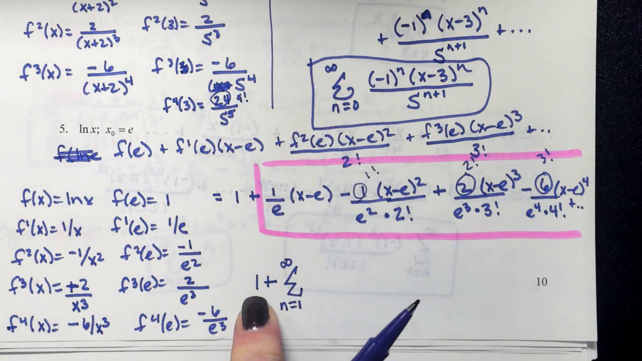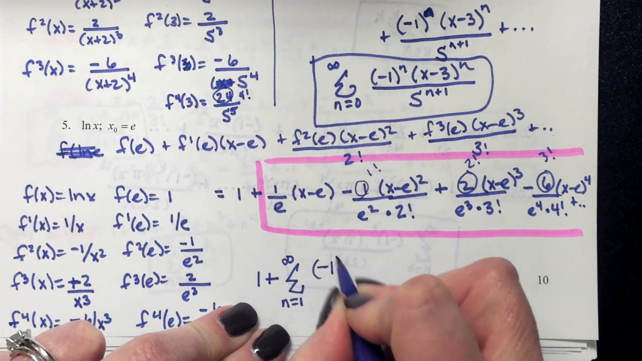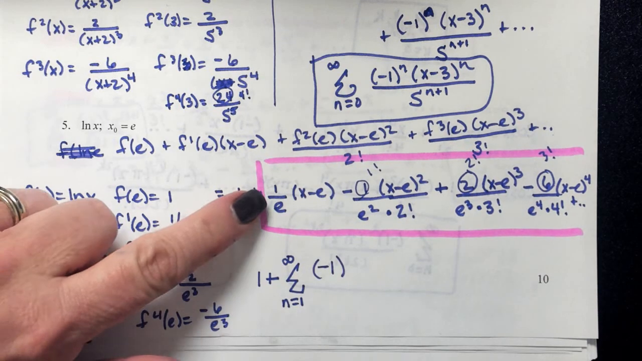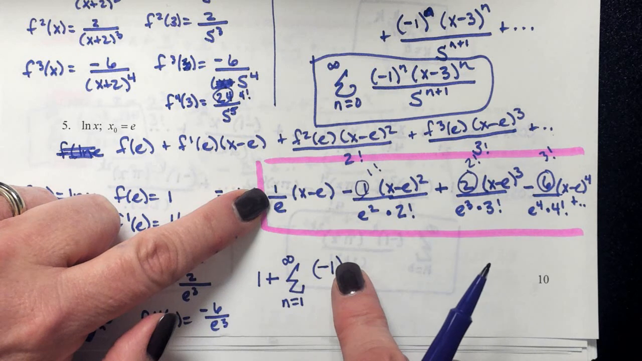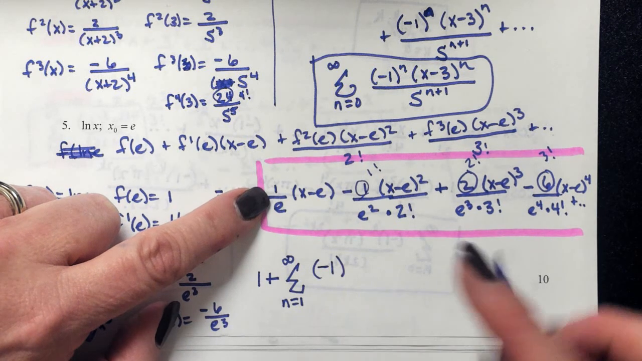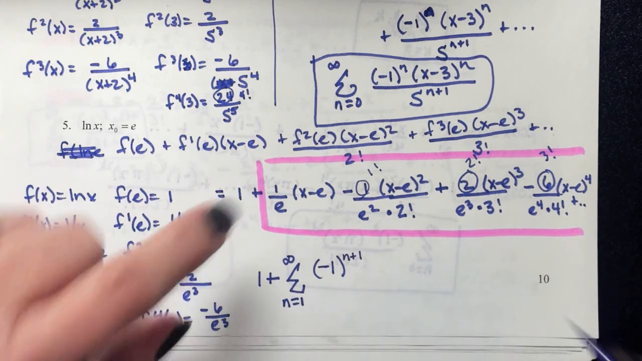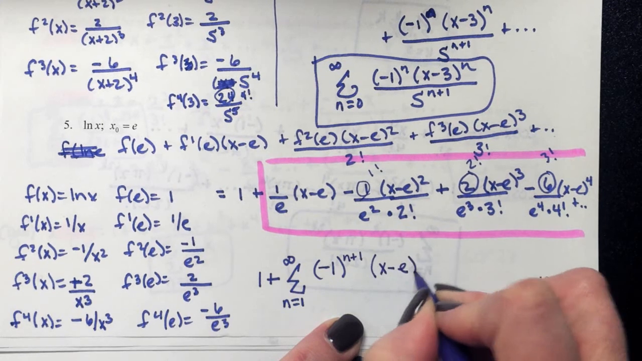Now, do I need to include an alternator? Yes. Now remember, we're starting with n is equal to 1. So at n is equal to 1, that first term is positive. So what is the power going to have to be for the alternator to assure that this term is going to be positive? N plus 1. Times x minus e to the nth.